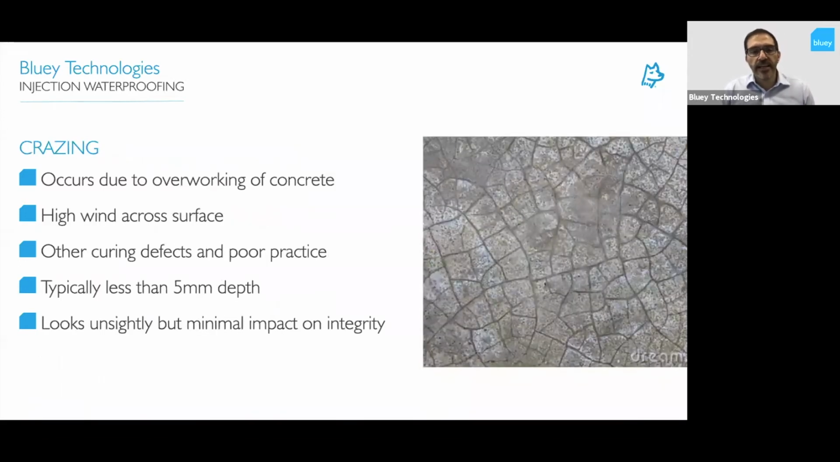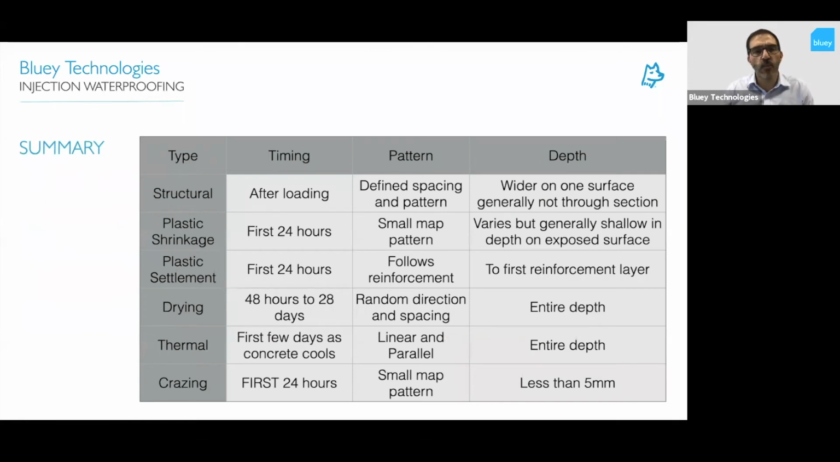Crazing, it's a placement issue, occurs due to overworking of the concrete or working the concrete too late in its life, high wind across the surface. Other curing defects can cause this type of crazing. Again, it's very shallow in nature. Looks terrible, really doesn't have much impact on the integrity, and injection techniques aren't really going to be useful to you here. As you can see, this is the reason why we need to identify the types of cracks before we can work out what type of repair method is needed.